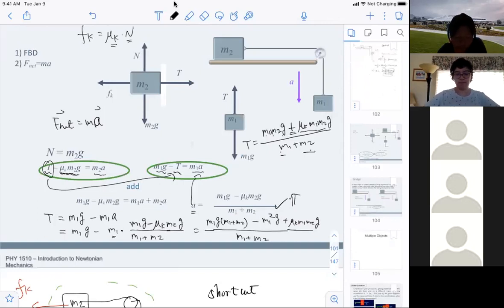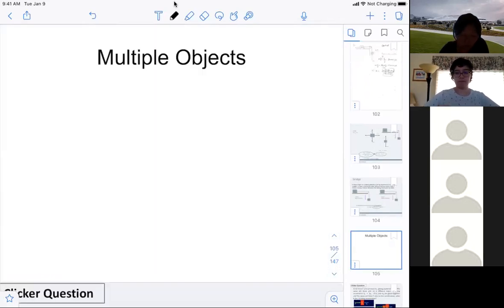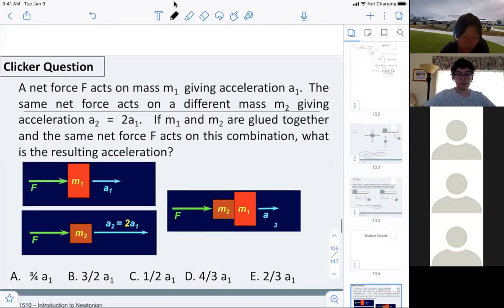All right, so lastly, there are a set of problems where we deal with multiple objects. For example, here we have a net force. Here it already tells you this is a net force, so you don't have to think about friction or whatever, it's already considered together as a net force, F total. It's acting on mass 1, giving you an acceleration A1. The same net force acts on mass 2, giving you acceleration A2. A2 is twice the acceleration of A1.